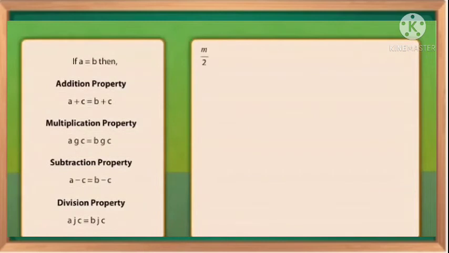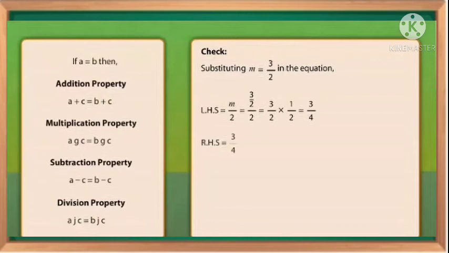Let's look at the equation m by 2 equals 3 by 4. To isolate the variable m, we have to inverse the operation of division by multiplying both sides of the equation by 2. This gives us m is equal to 3 by 2. This is in accordance with the multiplication property of equality. Let's check the solution by substituting the value of m in the equation. We observe that the left-hand side is equal to the right-hand side. Therefore, we can say that the solution of the given equation is correct.